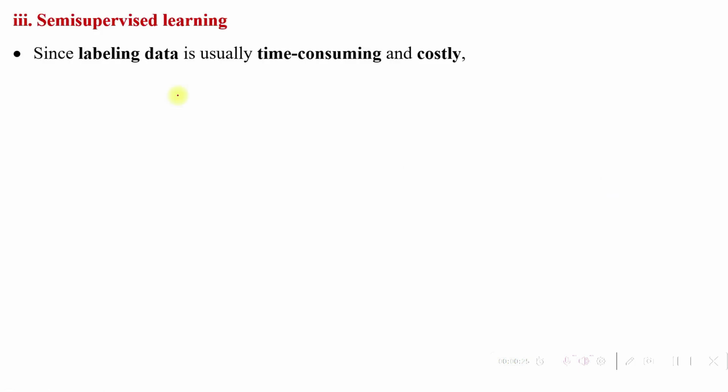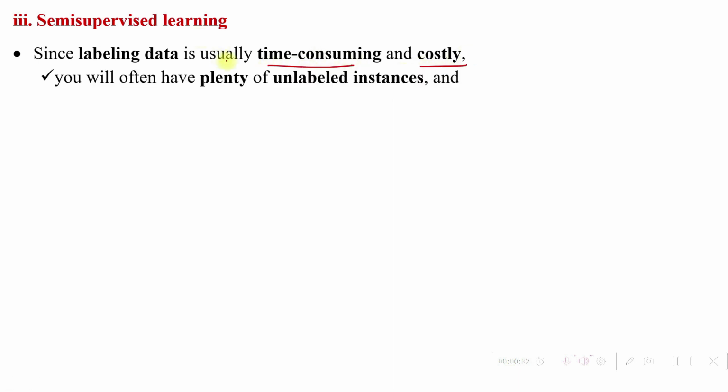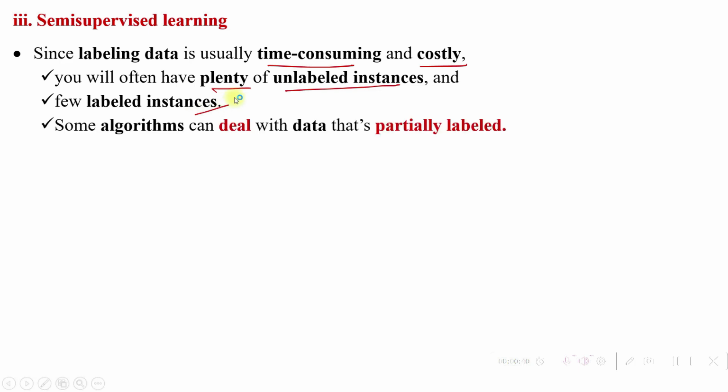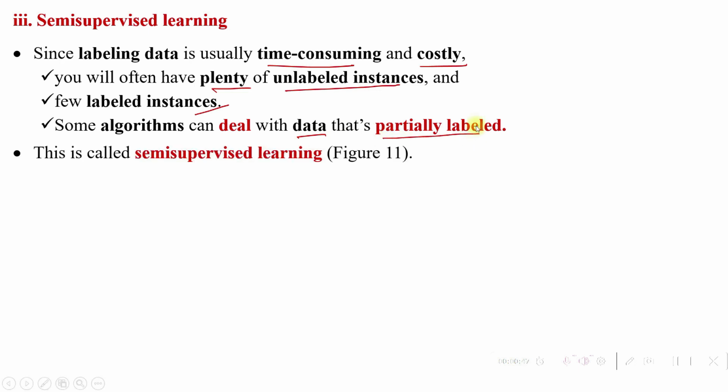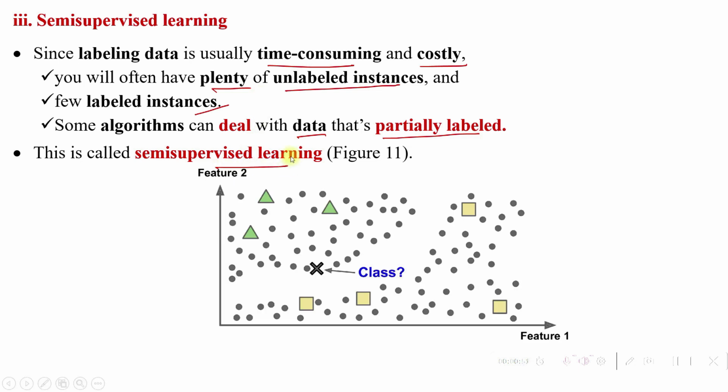Since labeling data is time consuming and costly, you will often have plenty of unlabeled instances and few labeled instances. Some algorithms can deal with data that's partially labeled. This is called a semi-supervised learning algorithm.